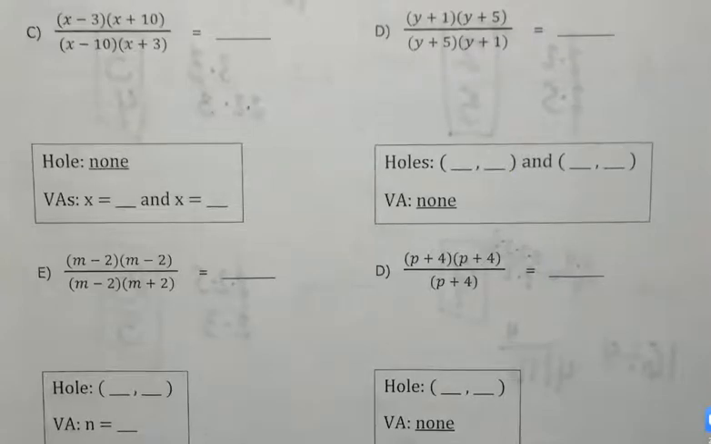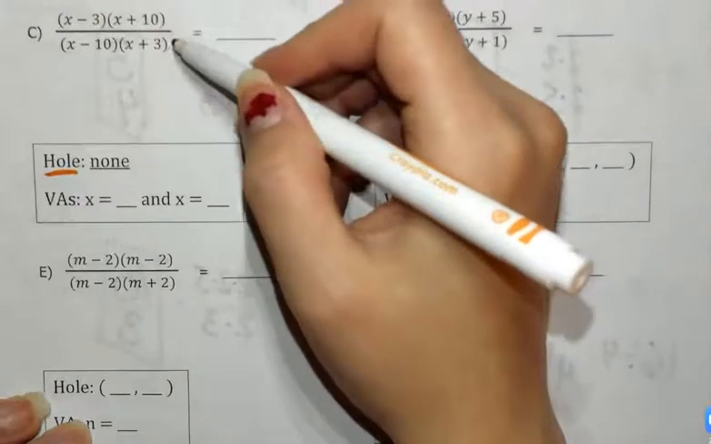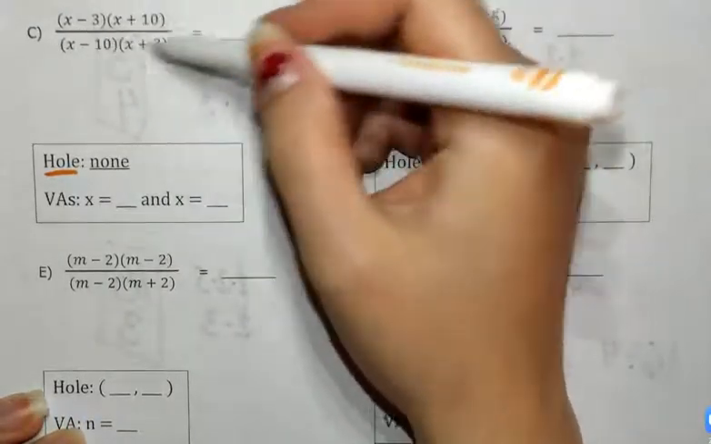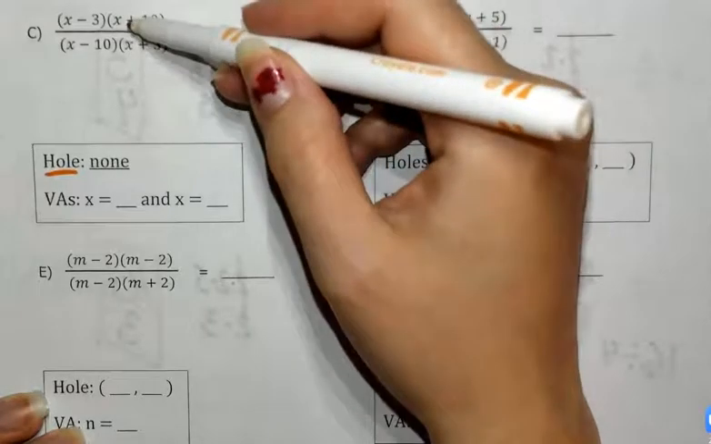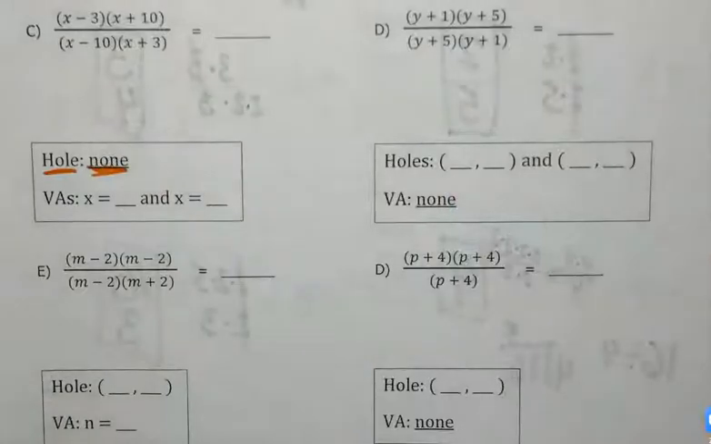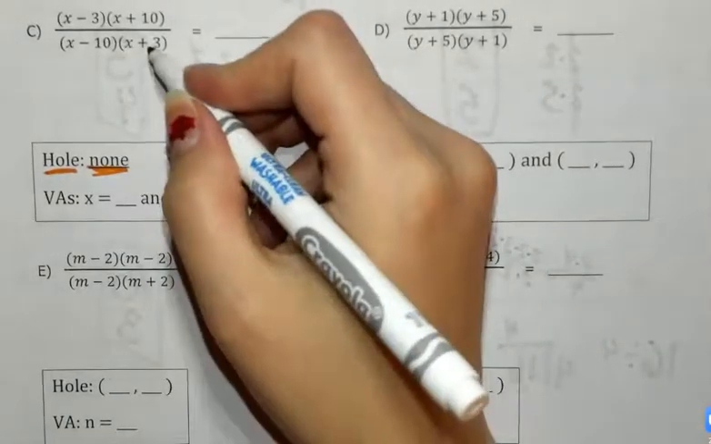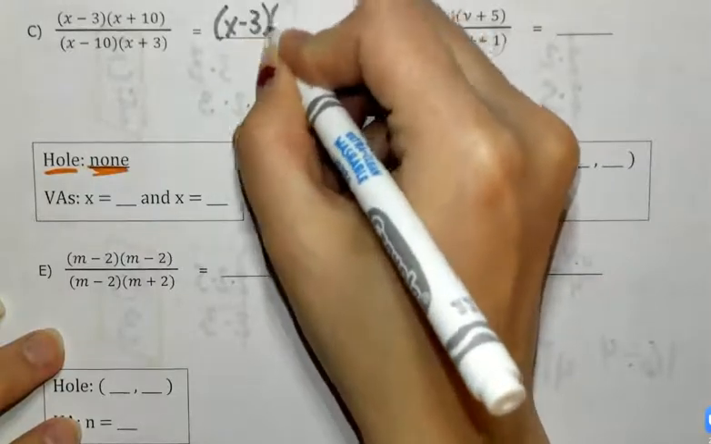Let's look at C. So for this one, notice that there's nothing that's the same in the numerator and the denominator. This one has a minus 3, this has a plus 3. This has a plus 10, this has a minus 10. So that's why we put none. So this one's already simplified, so we just copy the same thing down for our answer.